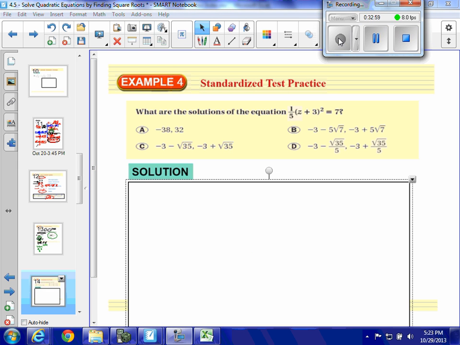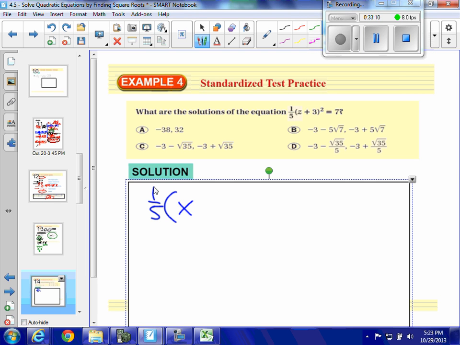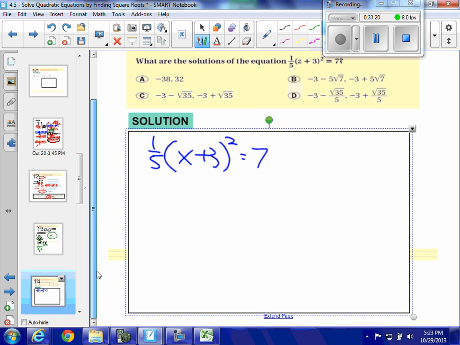Here's a good problem. It's a multiple choice problem, but it's a good problem nonetheless. The problem is 1/5. Instead of z, I'm going to use x, because my z's look like 2. x plus 3 squared is equal to 7. So I'm solving this for x. Remember, I want to get my squared term all by itself on the left-hand side of the equation. It just so happens that my squared term isn't just a simple x, it's a sum, x plus 3. It's okay, I can still do it.